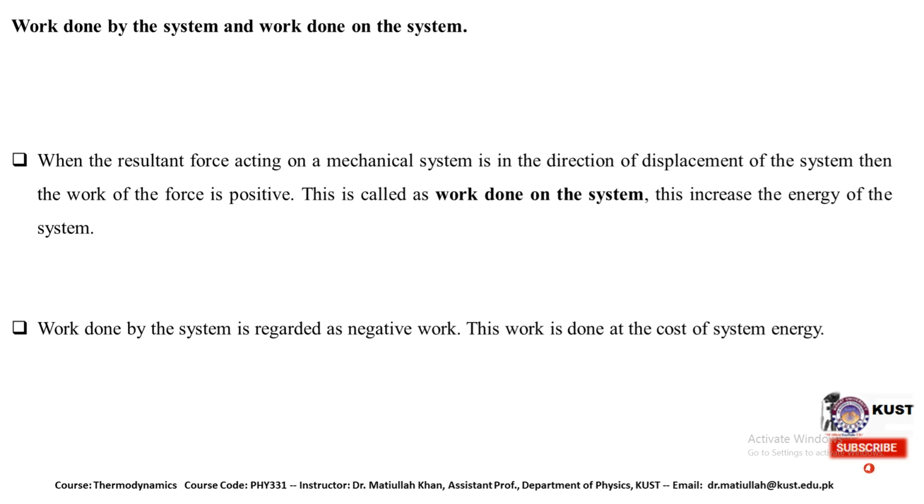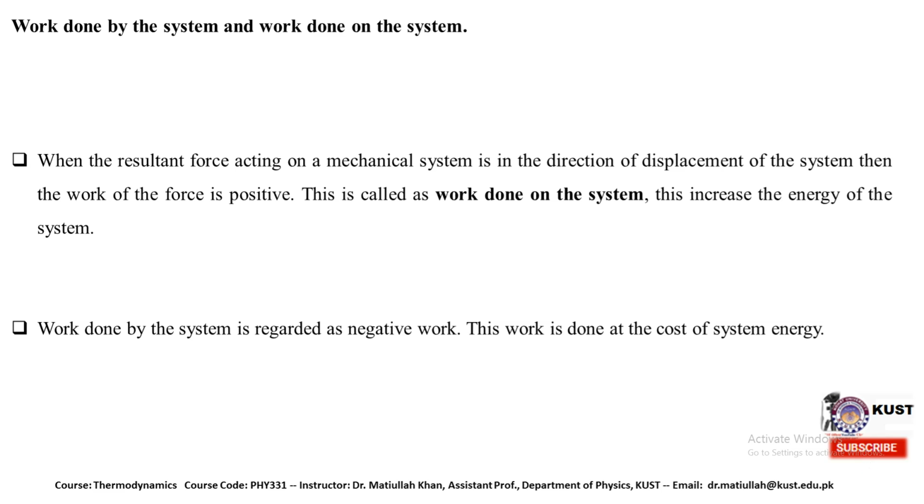So we have two types of work. One is the work done by the system, another is the work done on the system, and for these cases we can represent them by positive and negative signs. When the resultant force acting on a mechanical system is in the direction of displacement of the system, then the work of the force is positive. I mean we are applying some resultant force on a mechanical system, and it is in the direction of displacement of the system, then the work of the force is positive. This is called work done on the system, and this increases the energy of the system.